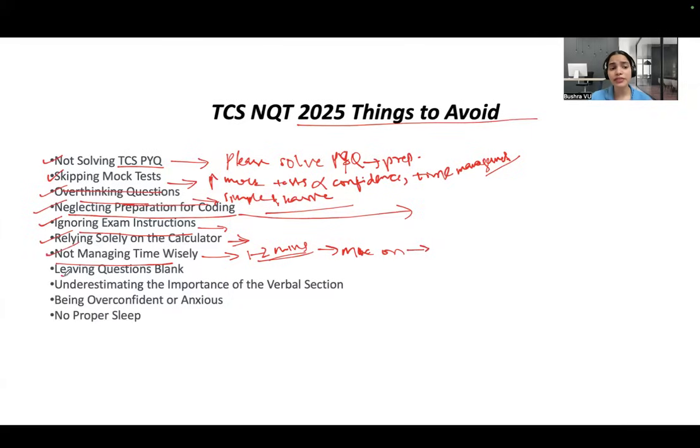Okay, leaving questions blank, please don't. There is no negative marking, like we had discussed. No negative marking. So please always answer all the questions.